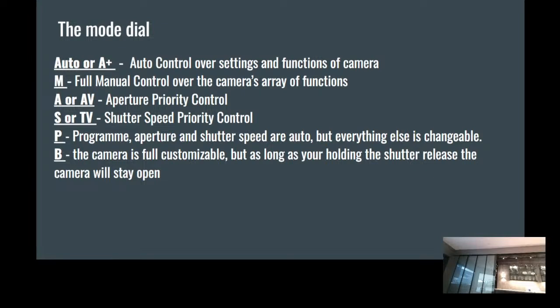A, or AV, is aperture priority control. S, or TV, is shutter priority control. P is program auto, or program. Aperture and shutter speeds are auto, but everything else on the camera is changeable. It's a really nice step after automatic.